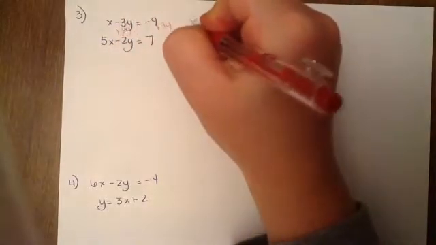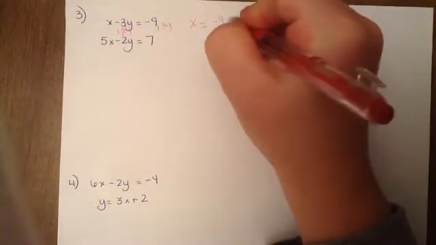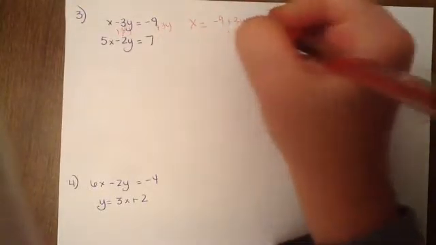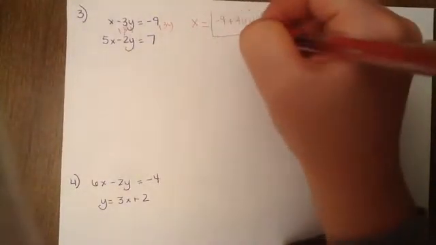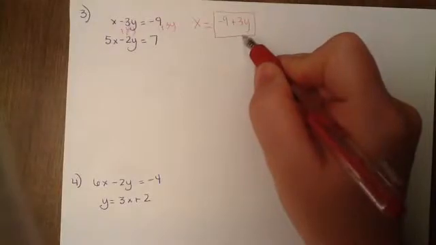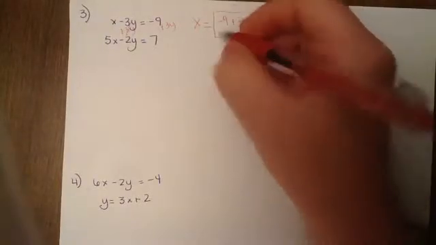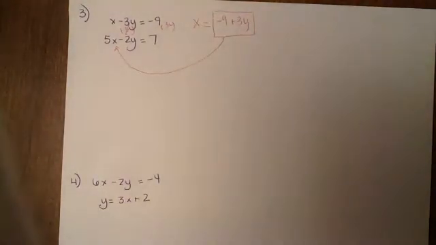So this becomes x equals -9 plus 3y. Now I have x by itself, so I have something with just y. Go ahead, try this one. Substitute this in, solve for y, and then find x. Let's see how you did.